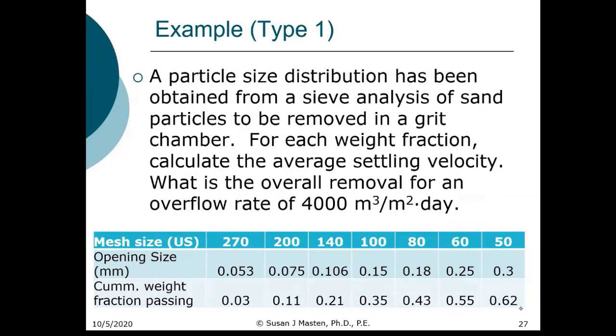This, as specified here, is a suspension of particles to be removed in a grit chamber. So what would have been done is to have gone through that same process, drying the samples and then sieving the samples through a series of sieves. What we obtained from that analysis is a table of sieve size, so mesh size for the sieve, the opening size for that sieve, and then the cumulative weight fraction passing.